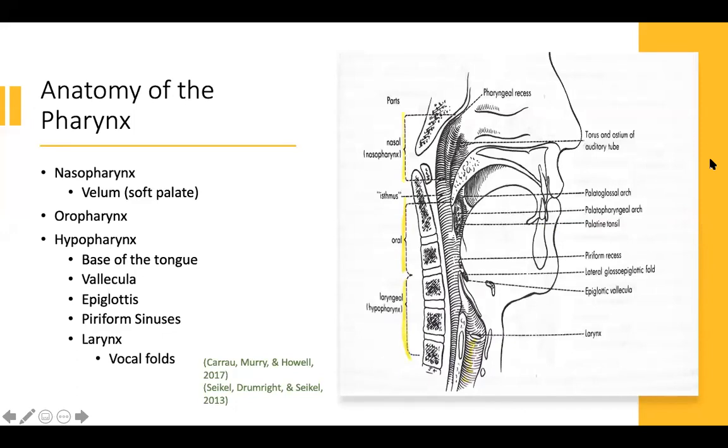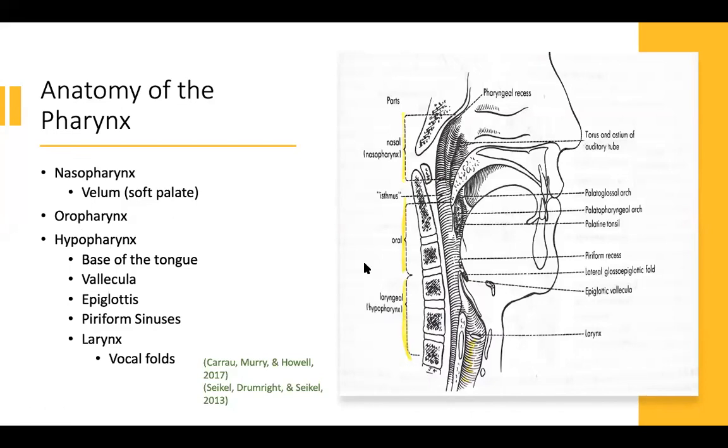All right, so about the anatomy, I'm not going to talk about anything in detail. I'm sure you all know this information. We're just going to talk about basic landmarks that I need you to know for the purpose of today's lecture. So we all know that the pharynx is divided into the nasopharynx, the oropharynx, and the hypopharynx.